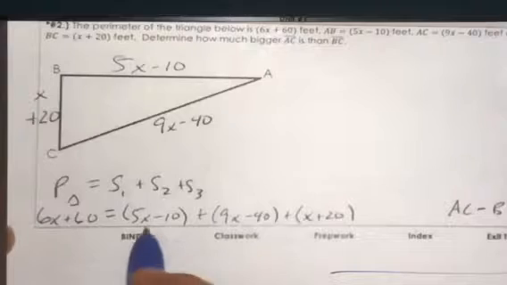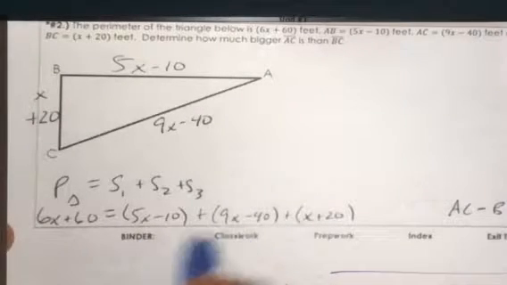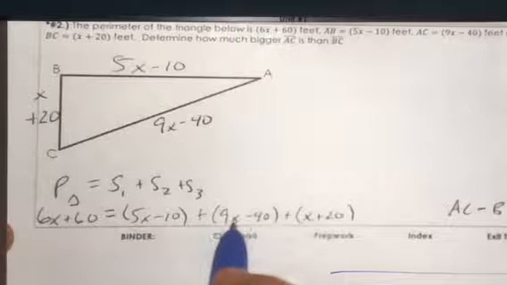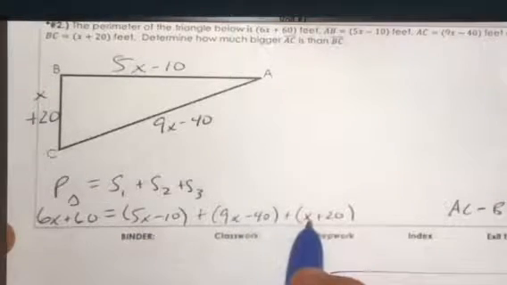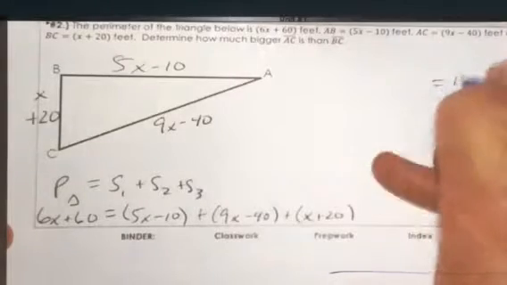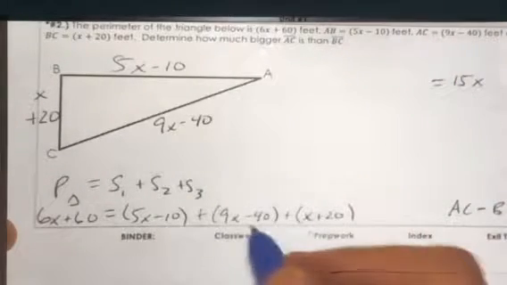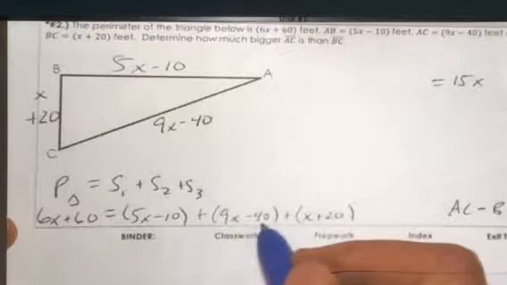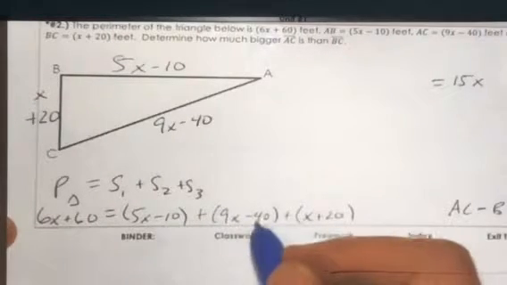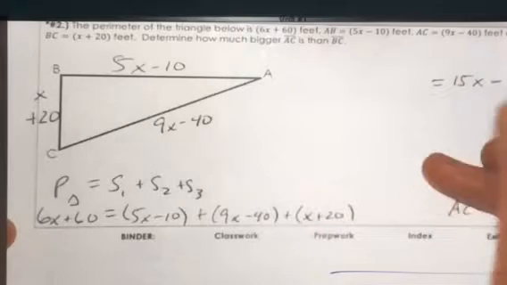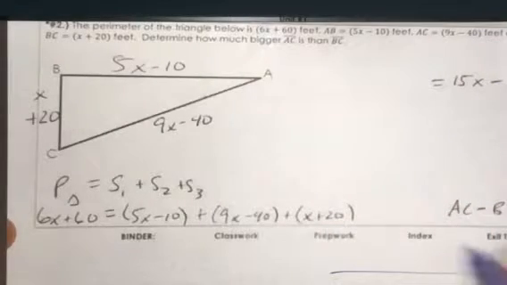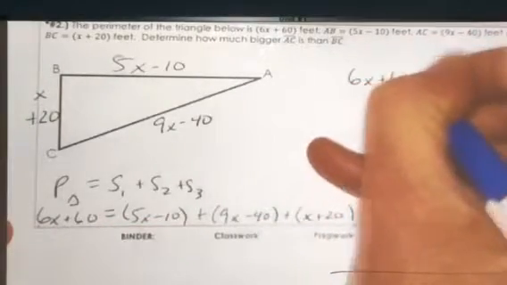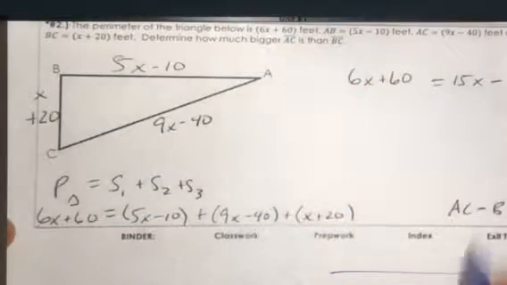So now let's add the sides and combine like terms. So how much x do we have? We have 5x plus 9x is 14x, plus one more x is 15x. Then how much constant do we have? We have negative 10 minus 40 more, so negative 50. Negative 50 plus 20, we have minus 30. And that equals 6x plus 60.